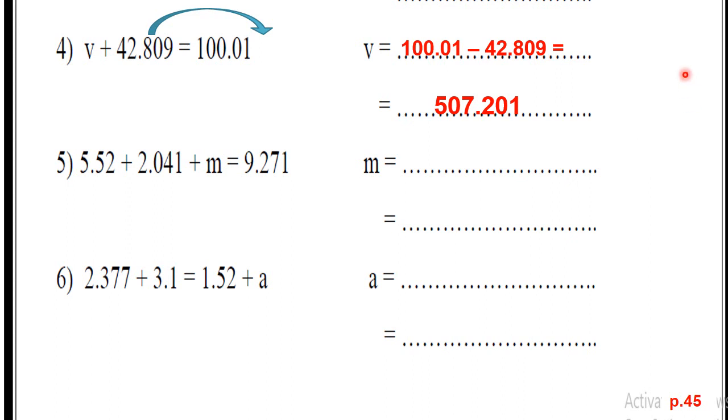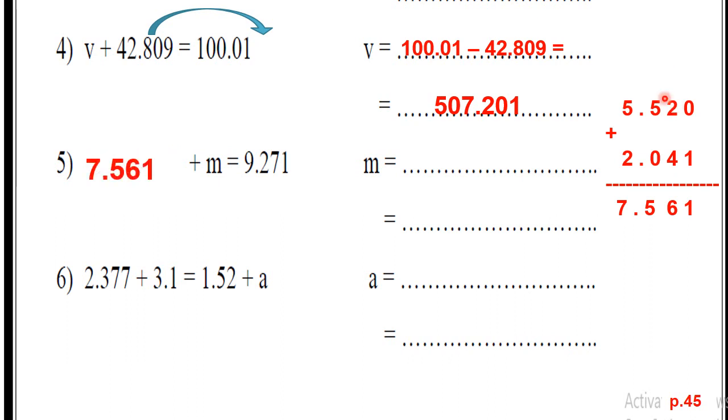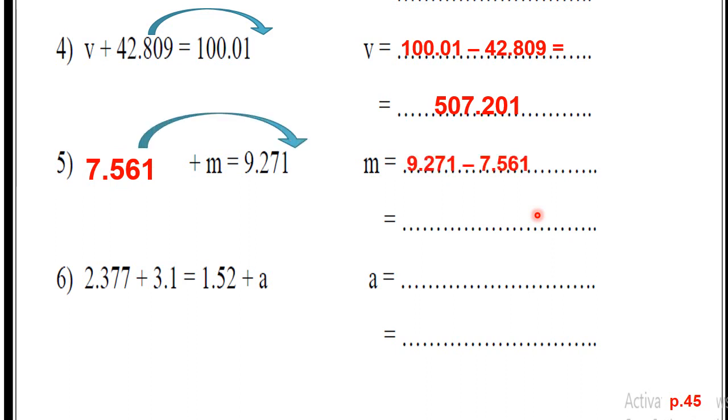Let's start adding from the right. 0 plus 1, it will be 1. And 2 plus 4, it will be 6. 5 plus 0, it will be 5. Decimal point, and I will put it in its place. And 5 plus 2, it will be 7. So here the answer is 7.561.